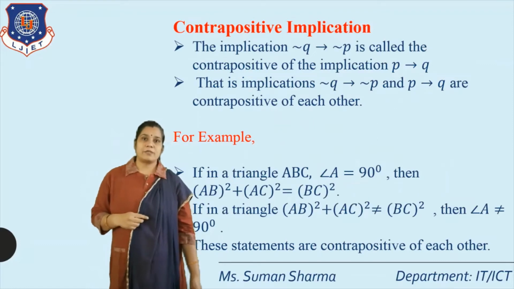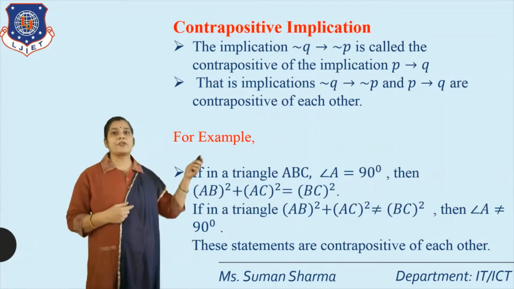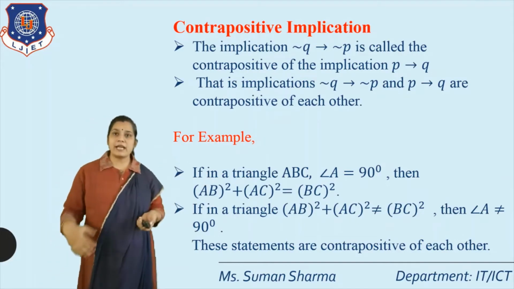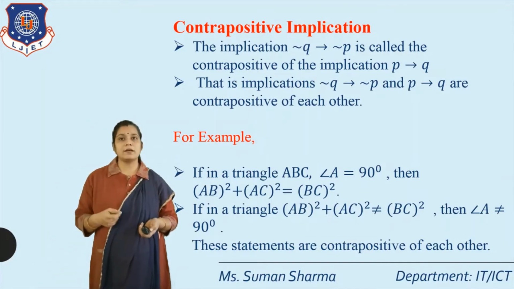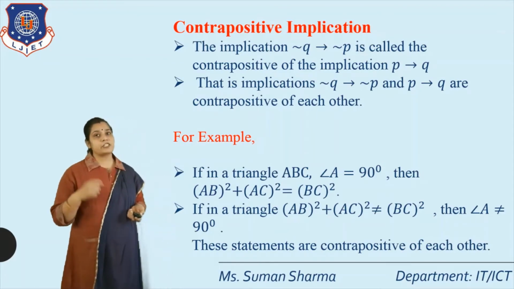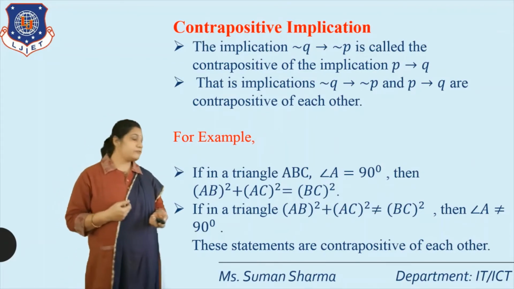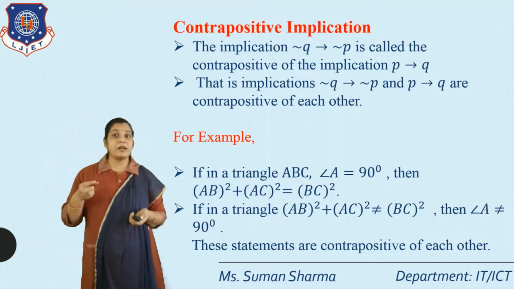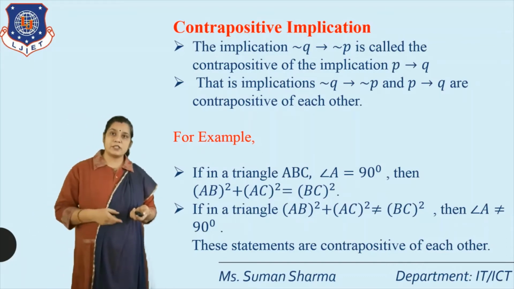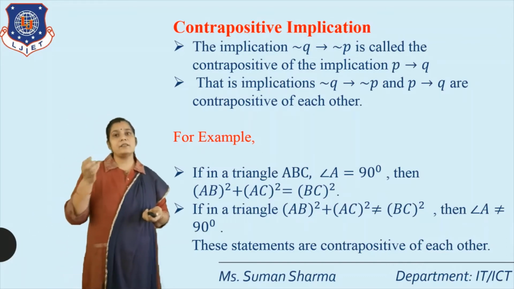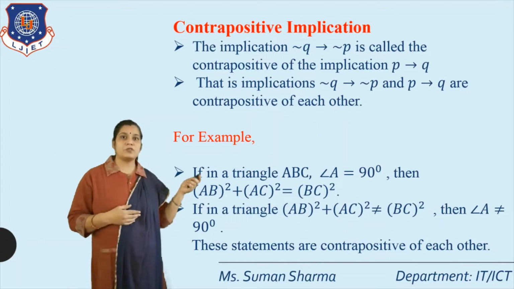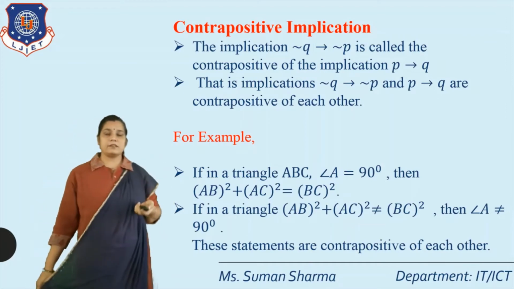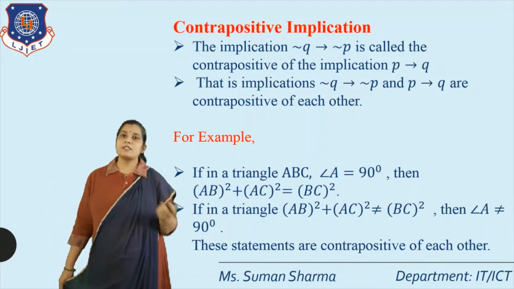Okay, next one is the contrapositive of an implication. The implication negation Q implies negation P is called the contrapositive of the implication P implies Q. That means if we have the two statements and we write here P implies Q, you find out the contrapositive: P implies Q is equivalent to negation Q implies negation P.